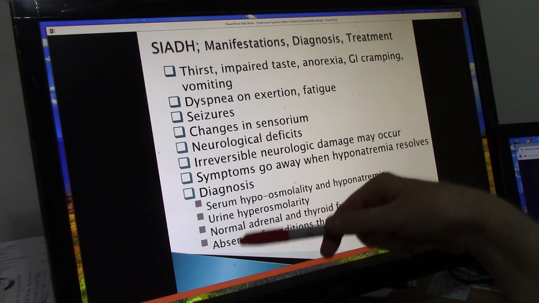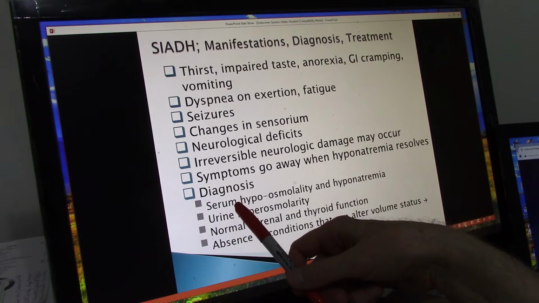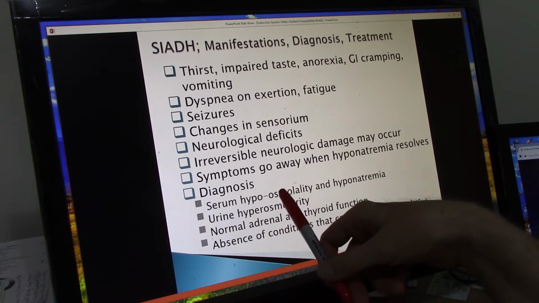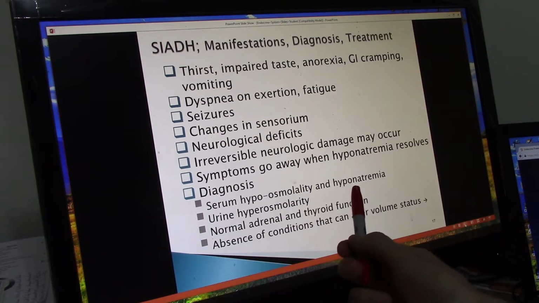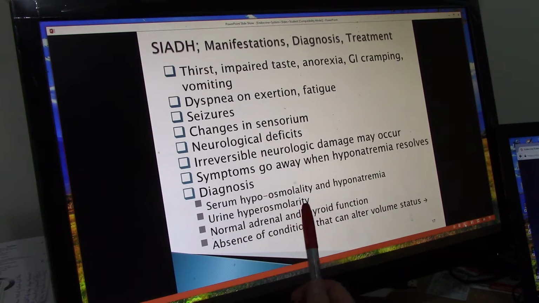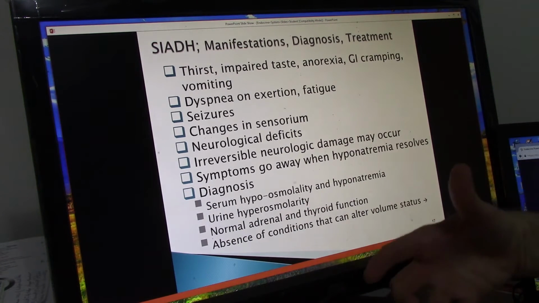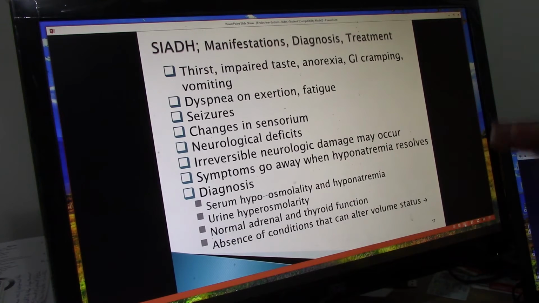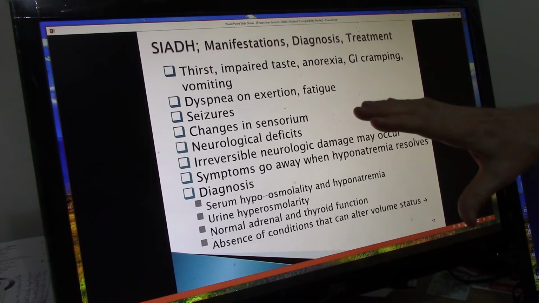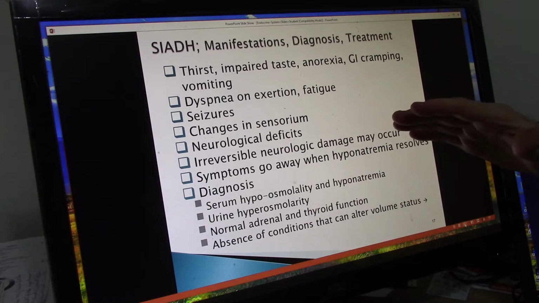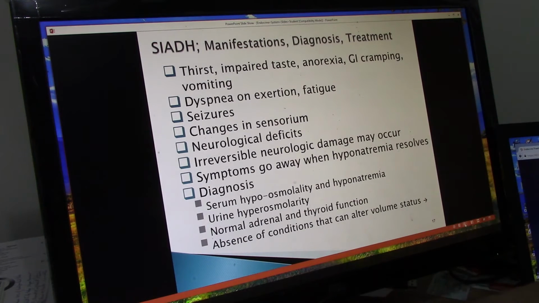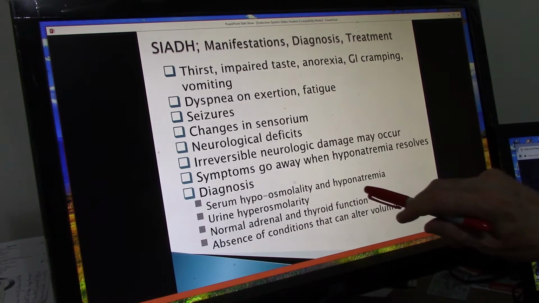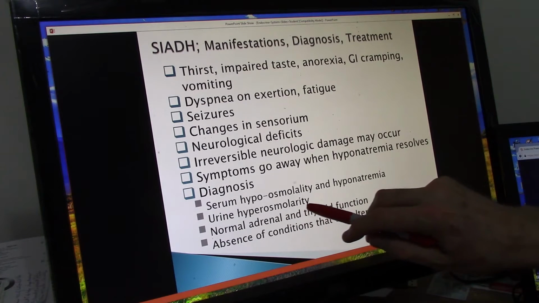Okay, now how do we diagnose this? The blood or serum has hypoosmolarity, and especially it has low sodium. The urine will be hyperconcentrated, and this is very important to keep in mind. In SIADH, we are retaining water. We're not urinating it, so what urine is produced is highly concentrated. So the blood is going to be hypotonic and the urine will be hypertonic.